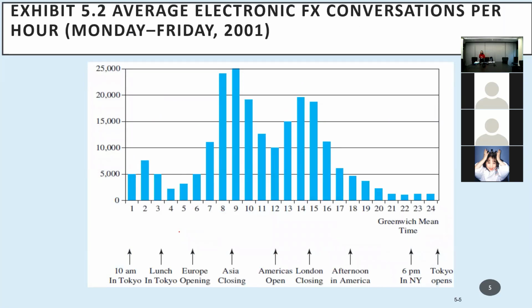This is the electronic FX conversations. These are the messages between the different banks to settle their transactions. If we look at the frequency of these messages, we will see that they tend to peak during the opening times of the big financial centers. For example, during the trading days in Japan, or during the time when the European markets are open. These are the times when the big financial centers open, and that's where most of the trading activity happens.